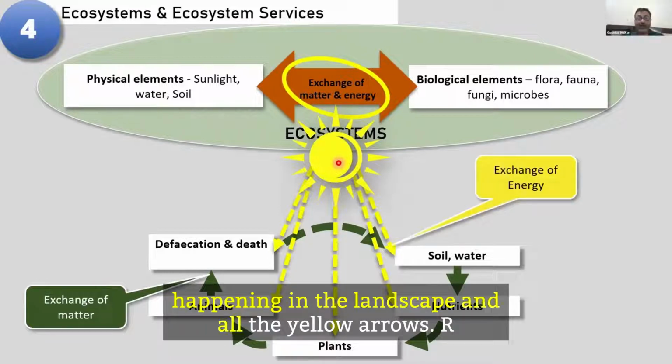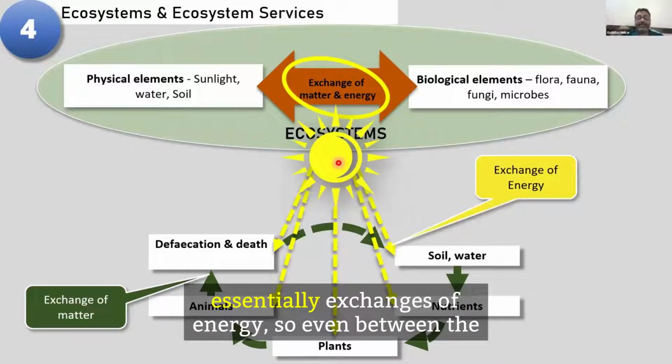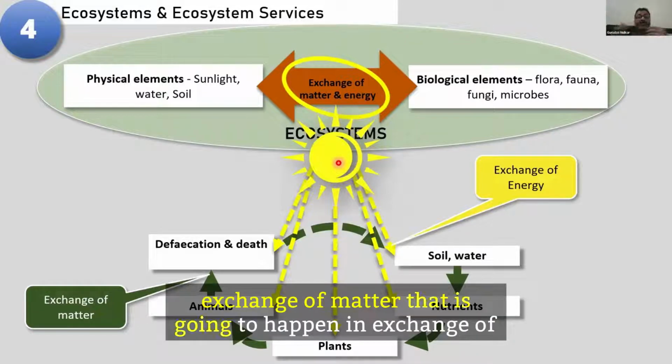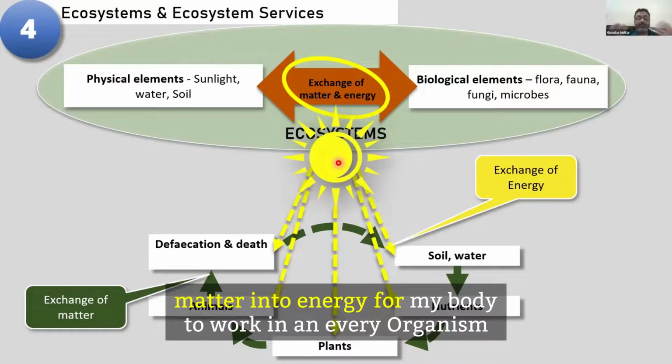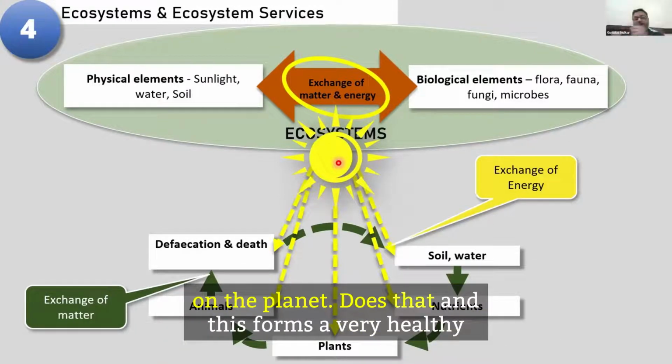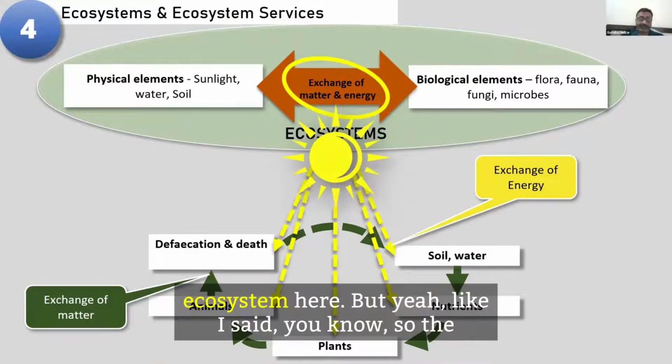And all the yellow arrows are essentially exchanges of energy. So even between the exchange of matter, there is going to happen an exchange of energy. When I eat food, I'm actually converting that matter into energy for my body to work. And every organism on the planet does that. And this forms a very healthy ecosystem here.